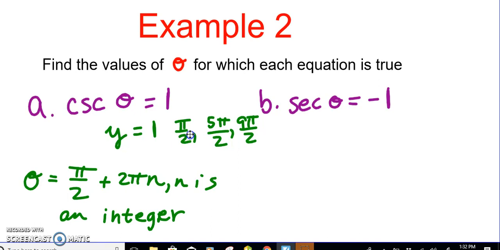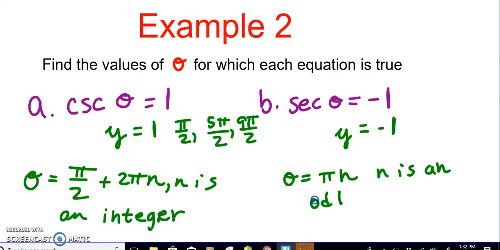All right, then the other one is for cosecant when it's equal to negative 1. So when y is equal to negative 1 here, when it comes to the properties, this is number 8 on the properties. And it says when theta equals pi n, where n is an odd integer. And again, this is all we need to write down, because that's going to tell us when this happens every single time, no matter where you are.